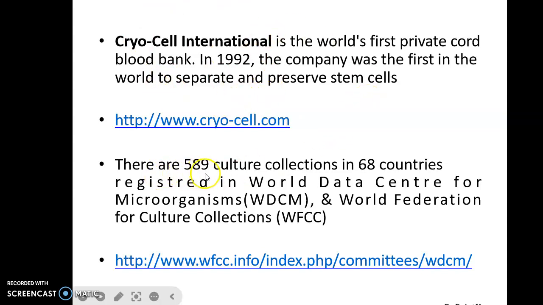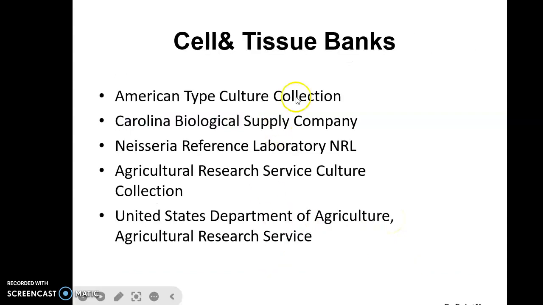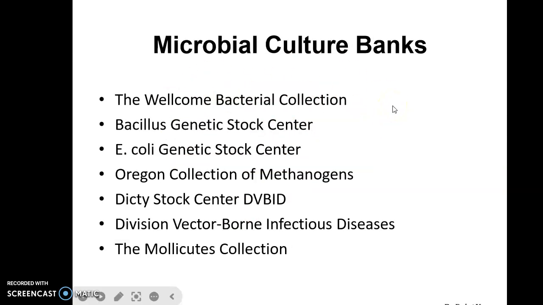There are 589 culture collections in 68 countries registered in the World Data Center for Microorganisms and the World Federation for Culture Collections. Among cell and tissue banks internationally, there are the American Type Culture Collection, Carolina Biological Supply Company. Here are some different agencies worldwide which are basically involved in cell and tissue banking.